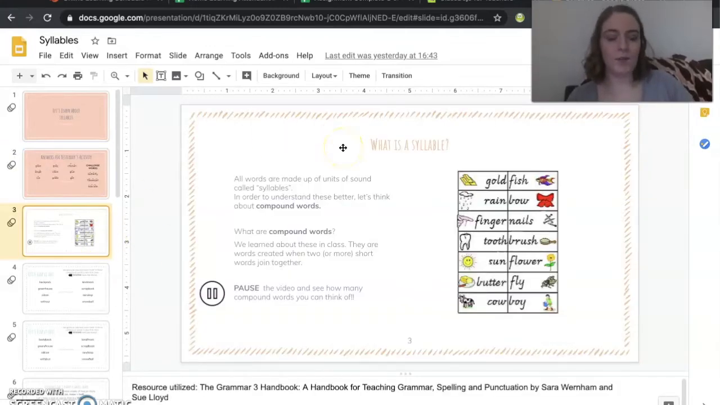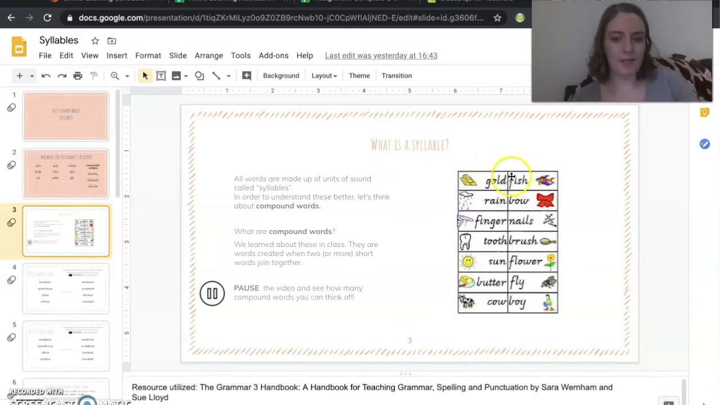So what is a syllable? All words are made up of units of sounds called syllables. So let's look at compound words to help us think of that. So we talked about compound words earlier in the year in ELA, and we talked about how there are two words being squished together, sometimes more, but more often than not, it's two, okay?